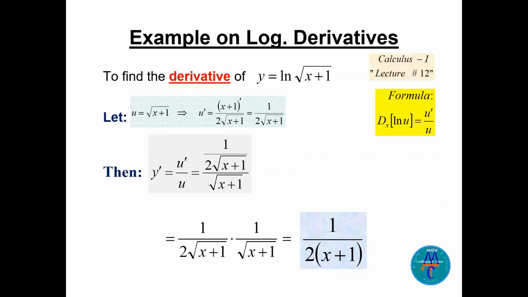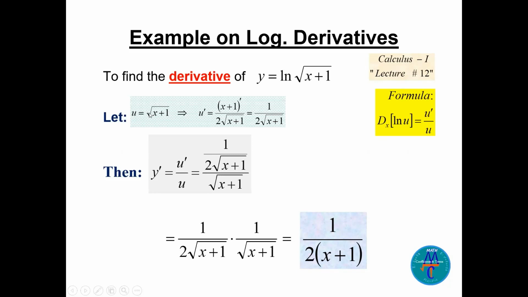Now let's see an example on logarithmic derivatives. We have to find the derivative of y equals ln of square root of x plus 1. We can see from the question that square root of x plus 1 here is u, because we have here ln of u. So let's find only first the derivative, u prime.